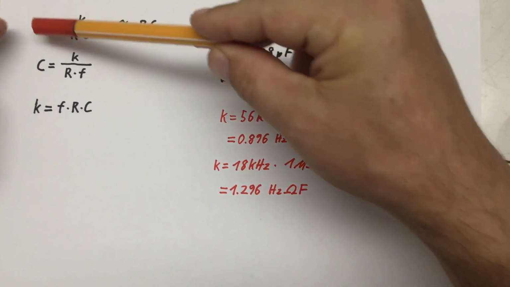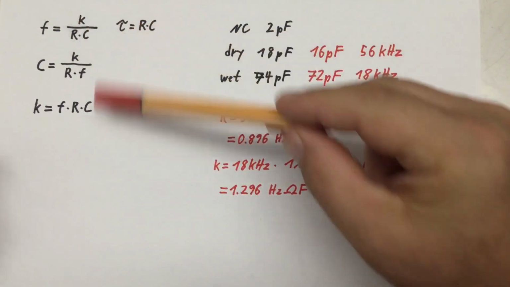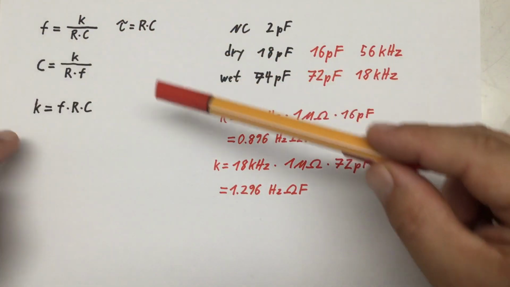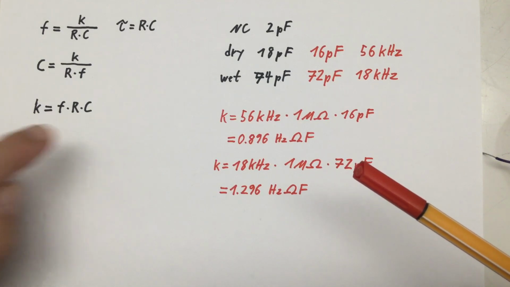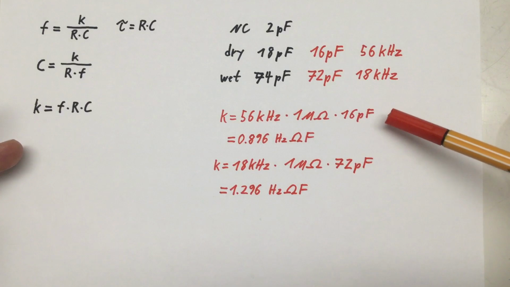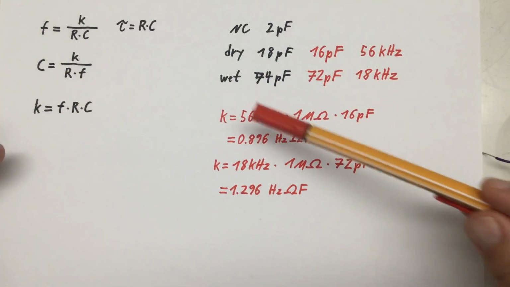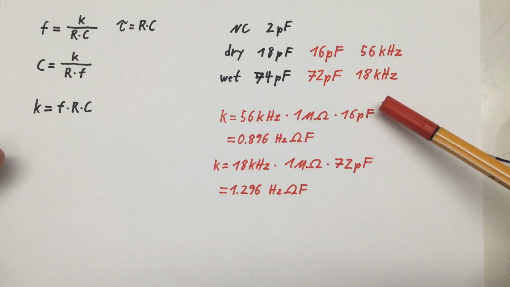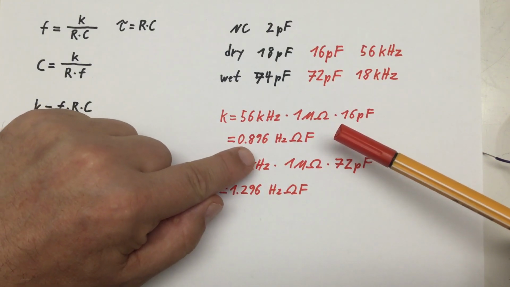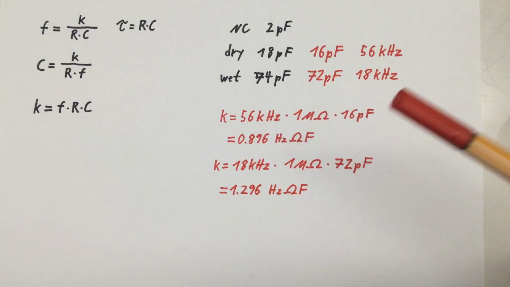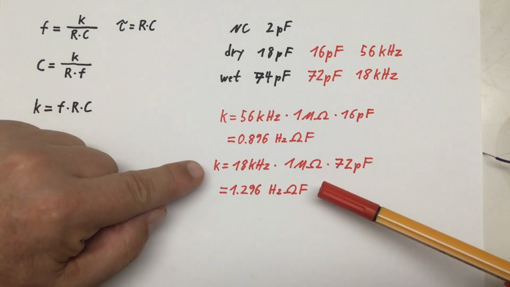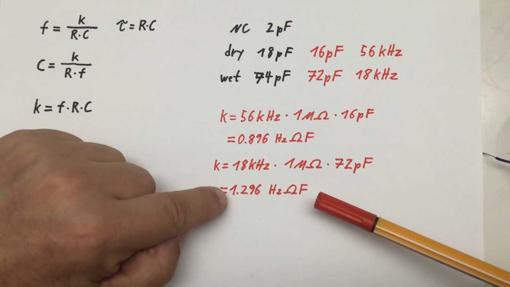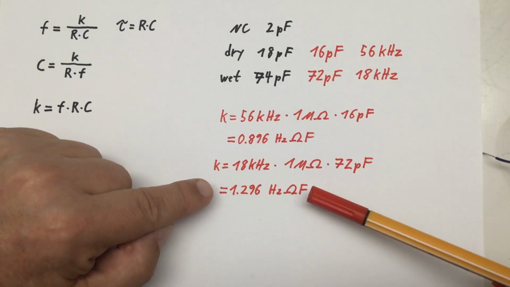Now, you can, of course, calculate that constant K from that formula too. You just multiply here by RC, then you get K equals F times R times C. And when you do that, in the first case, K is equal to 56 kilohertz times 1 megaohm times 16 picofarads, you get a K of 0.896, and the unit is hertz ohm farad. But in the second case, 18 kilohertz times 1 megaohm times 72 picofarads, you get 1.296 hertz ohm farads.